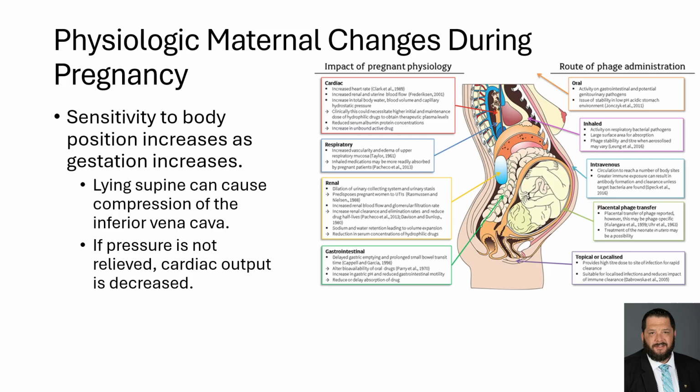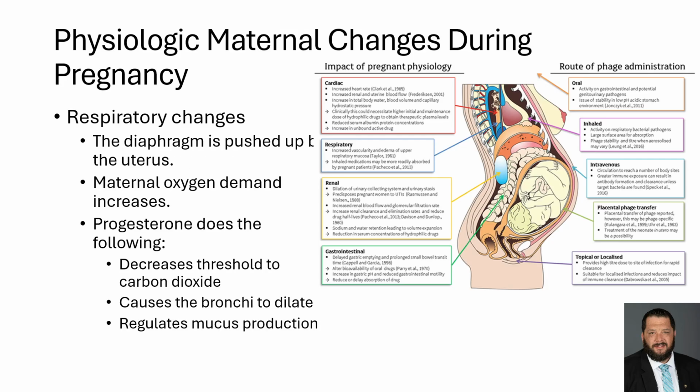Sensitivity to body position increases as gestational age increases. Lying supine can create compression on the vena cava, and if this pressure isn't relieved, then cardiac output can be decreased. This is why we encourage maternal patients to be transported on their side to reduce this compression of the vena cava. The diaphragm during pregnancy is pushed up by the uterus, and maternal oxygen demand increases significantly.